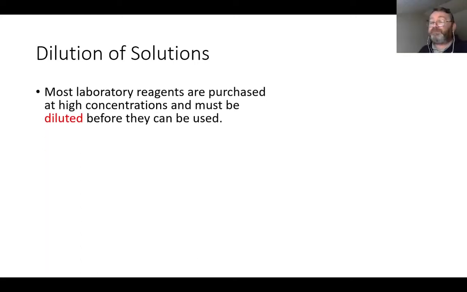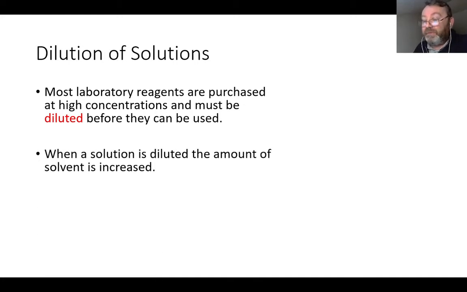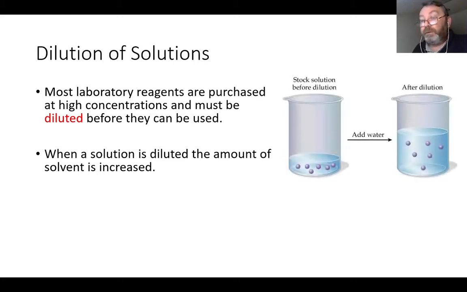So as we said already, most laboratory reagents are purchased at high concentrations and they have to be diluted. When a solution is diluted, the amount of solvent is increased. Now, look, the universal solvent is water, but in chemistry there are other solvents. So just keep in your head that yes, most times we're talking about water, but not all the time. We could be talking about cyclohexane, we could be talking about alcohol. There are other solvents out there.